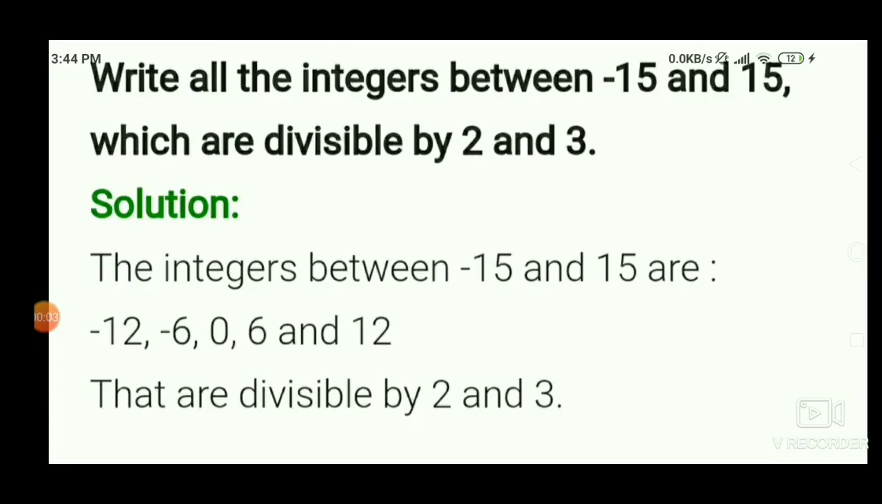In this question, write all the integers between minus 15 and 15 which are divisible by 2 and 3. As we know, there are 29 integers between minus 15 and 15, but only those integers are required which are divisible by both 2 and 3. So the integers between minus 15 and plus 15 which are divisible by both 2 and 3 are minus 12, minus 6, 0, 6 and plus 12.